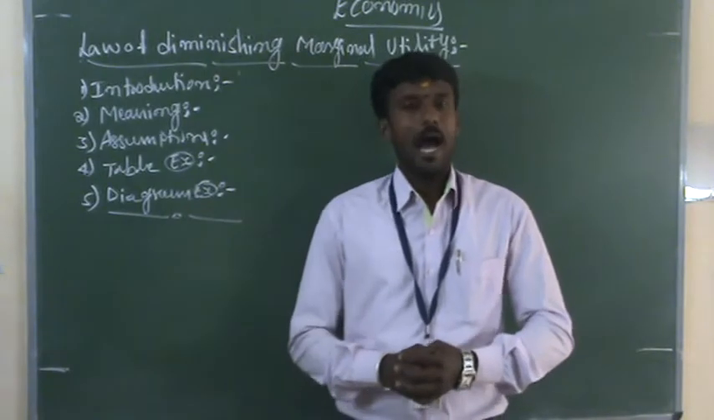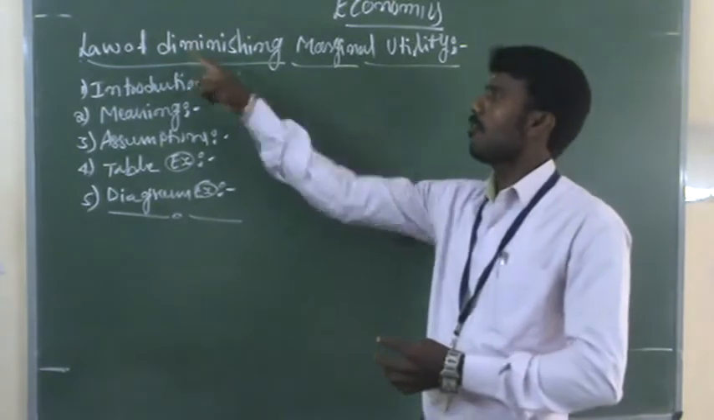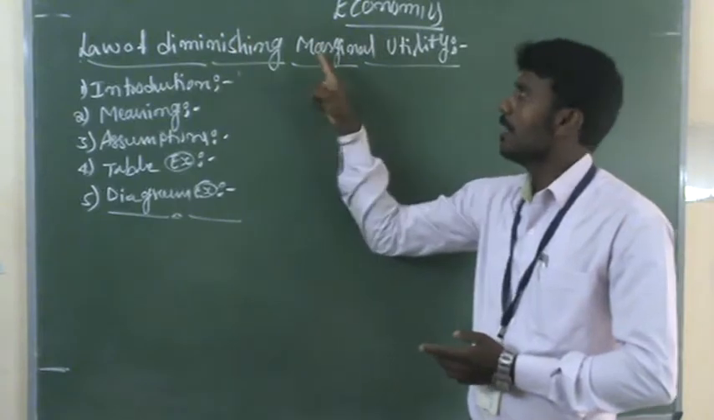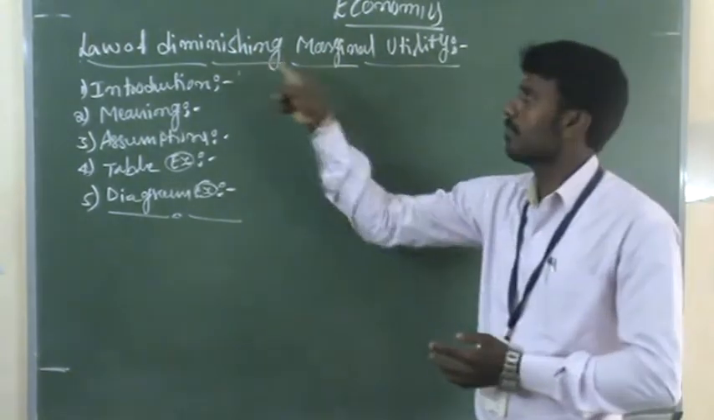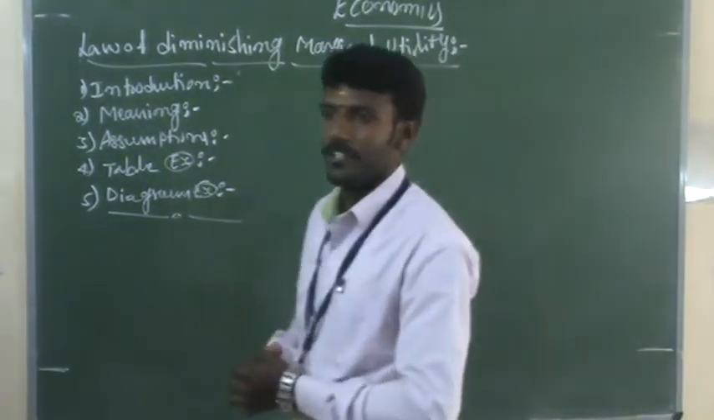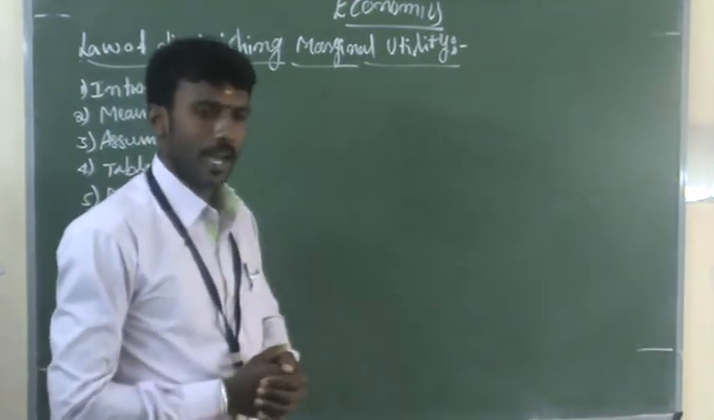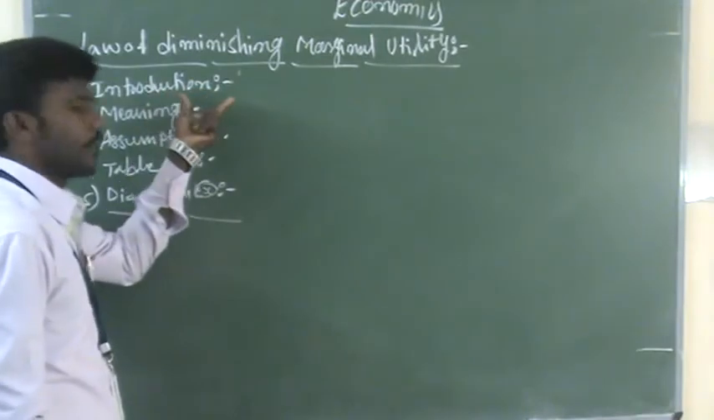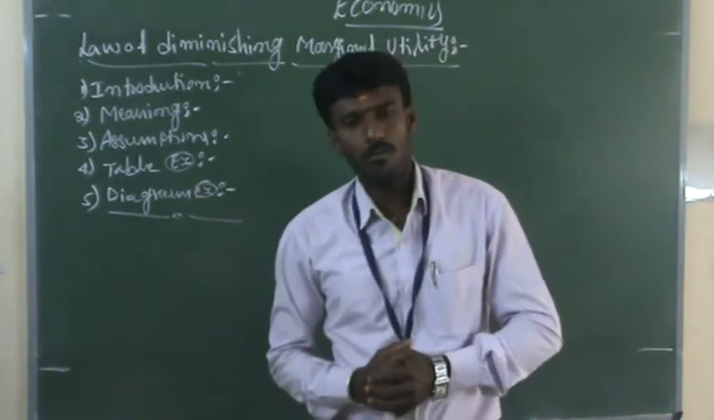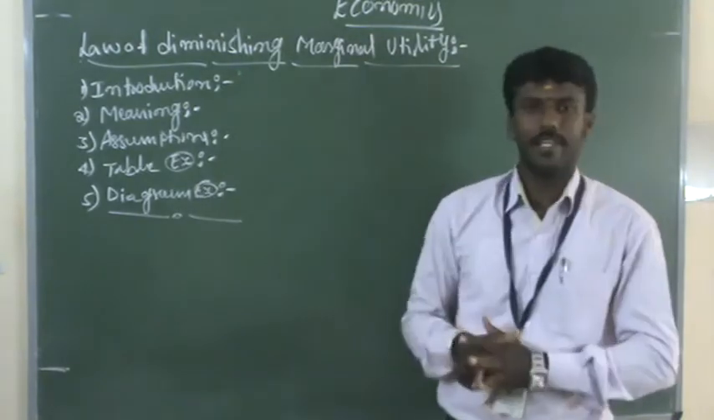Another important theory or concept, that is the law of diminishing marginal utility. After the completion of those two major concepts, this important concept, the law of diminishing marginal utility, simply we call it LDMU. In Kannada, we call it ಇಳಿಮುಖ ಸೀಮಾಂತ ತುಷ್ಟಿಗುಣ ನಿಯಮ.